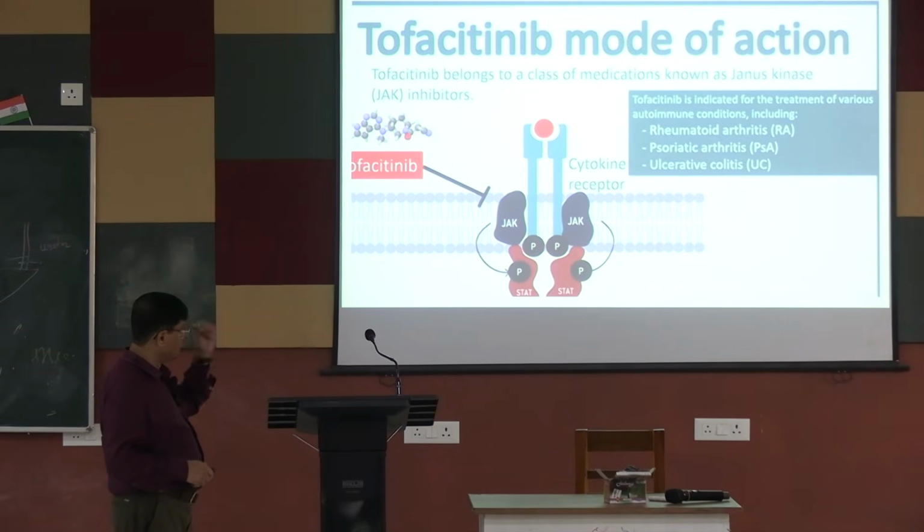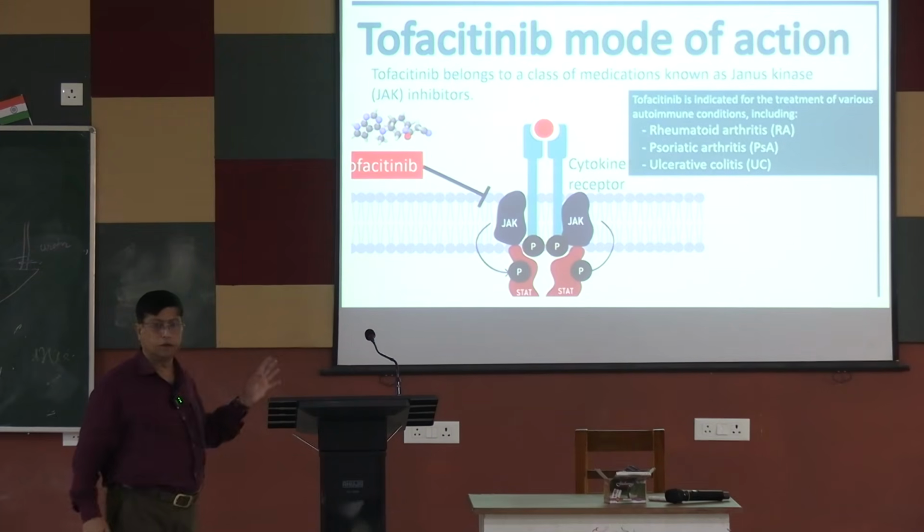Tofacitinib is nowadays a very much used drug. This is a new class of drug called JAK inhibitors, Janus kinase inhibitors. Tofacitinib is used in other diseases also. Other than rheumatoid arthritis, it can be used in psoriatic arthritis and in ulcerative colitis, an inflammatory bowel disease. So tofacitinib is nowadays a very much used drug in these disease conditions.